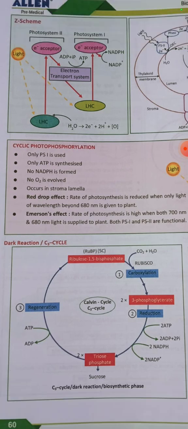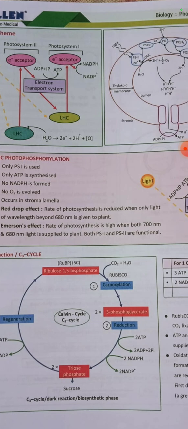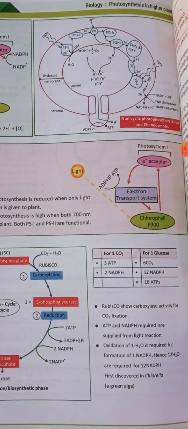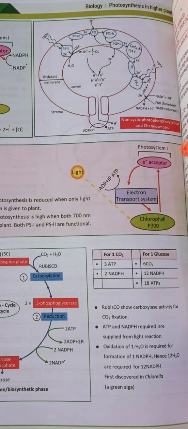In carboxylation, RuBisCO is used, and in reduction 2 ATP and 2 NADPH are used, and in regeneration 1 ATP is used. So for 1 CO2, 3 ATP and 2 NADPH are used. For 1 glucose, 6 CO2, 12 NADPH and 18 ATPs are used.